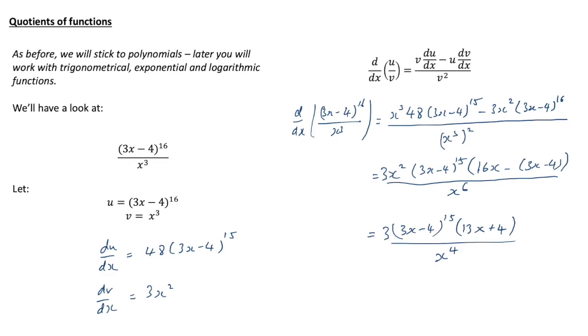And indeed we can cancel the x squared on the top with the x to the power of 6 on the bottom. Also the final bracket, we have 16x take away 3x, which is 13x, and then we have take away minus 4, which gives us plus 4. So our final answer is 3 times (3x minus 4) to the power of 15 times (13x plus 4), all divided by x to the power of 4.